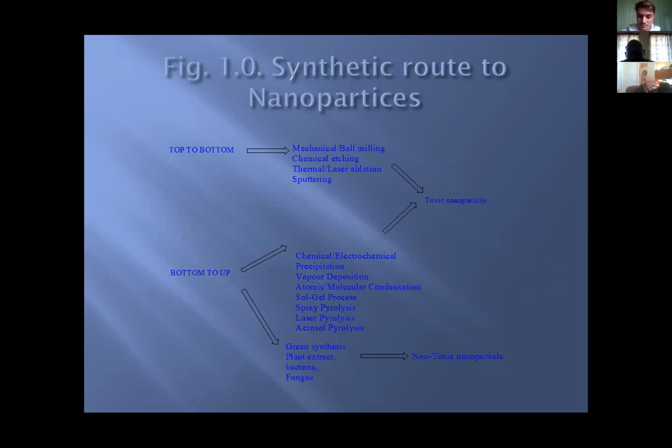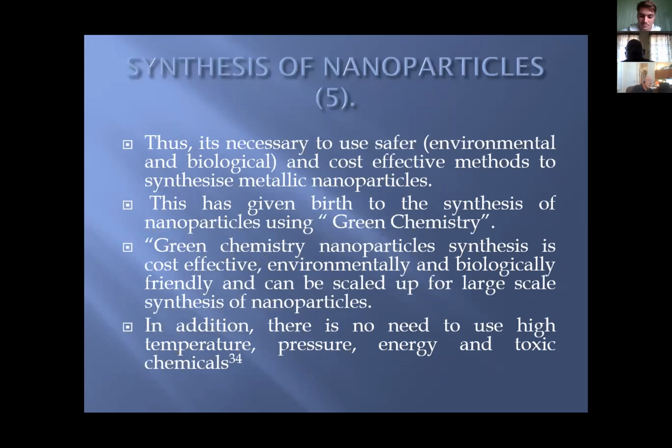So these are the synthetic routes to nanoparticles. You have the physical method, you have the chemical method, and you have the green synthesis. Now, green chemistry nanoparticles have been found to be safer, both to the person and to the environment. It's cheaper. In addition, you can scale up the synthesis as you would for a chemical. And it does not require the high temperature and pressure that are required for a physical synthesis. You can do nanoparticle synthesis at room temperature. Within 15 minutes, you can have your nanoparticles. In addition, the world has an abundance of forests.